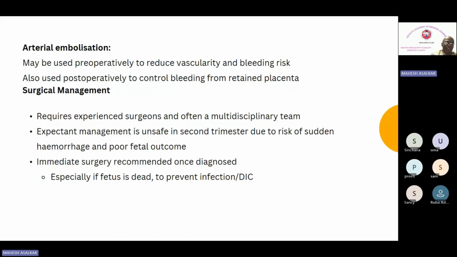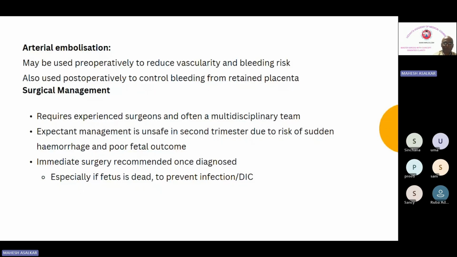Then arterial embolization is another way of management. It may be used preoperatively to reduce vascularity and bleeding risk, and also postoperatively to control bleeding from retained placenta. Another is surgical management. It requires an experienced surgeon and often a multidisciplinary team. Expectant management is not safe in the second trimester due to risk of sudden hemorrhage and poor fetal outcome. Immediate surgery is recommended once it is diagnosed, especially if the fetus is dead, to prevent infection and DIC. So even if it is a dead fetus, surgery is indicated as early as possible. So the preferred management will be surgical management.